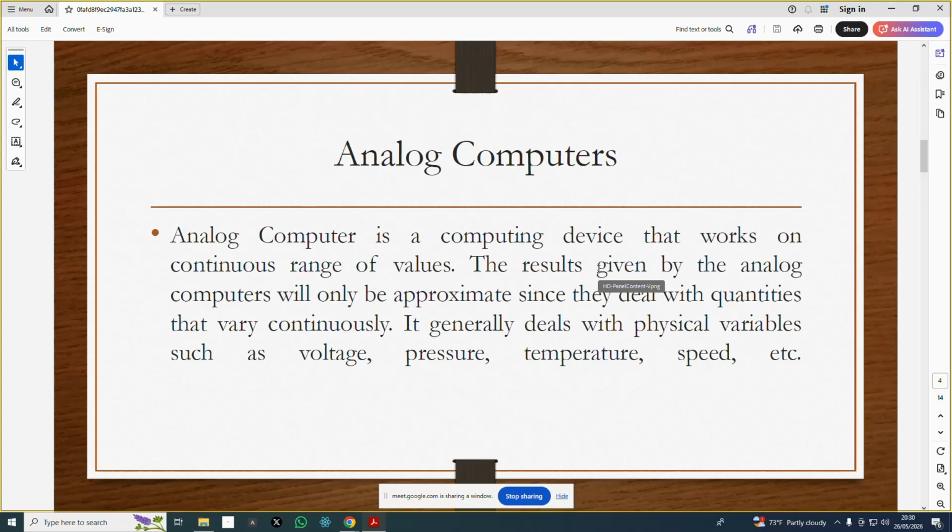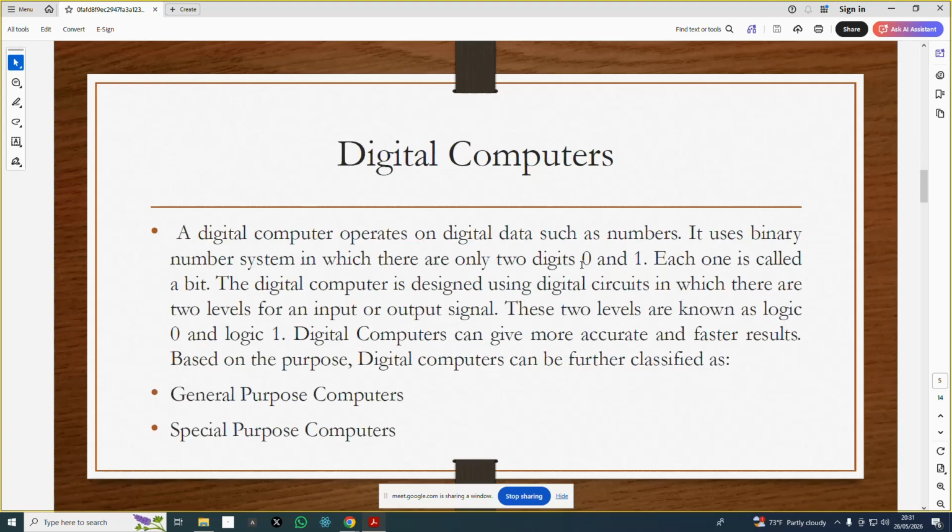After knowing that, let's proceed to digital computers. These are computers that operate on digital data, such as numbers. Basically, these computers use the binary number system, that's zeros and ones. Each one is called a bit. Digital computers are designed using digital circuits with two levels for input and output signals. These two levels are known as logic 0 and logic 1.